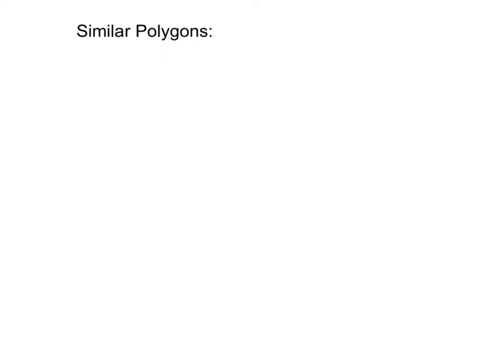Hey everyone, today we're going to be talking about similar polygons. Basically there are two identifiers that tell you that you are working with similar polygons. The first one is that all corresponding angles are congruent.